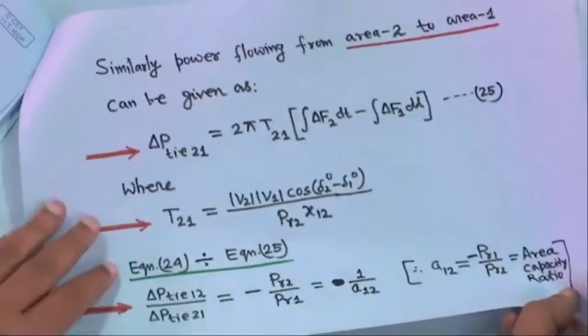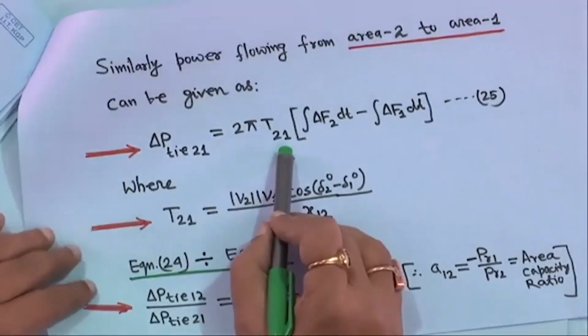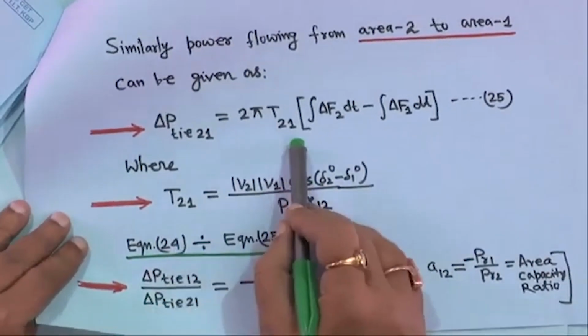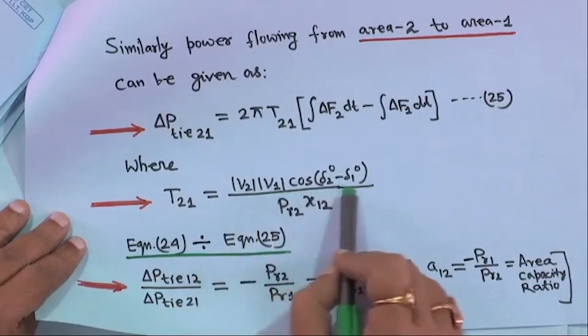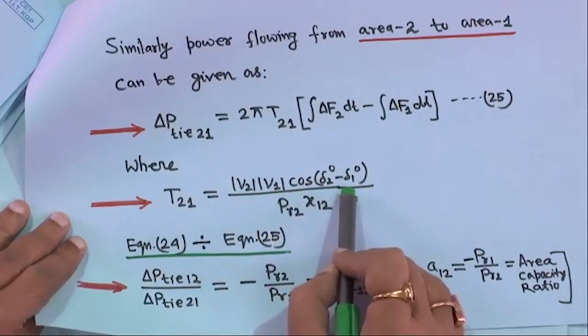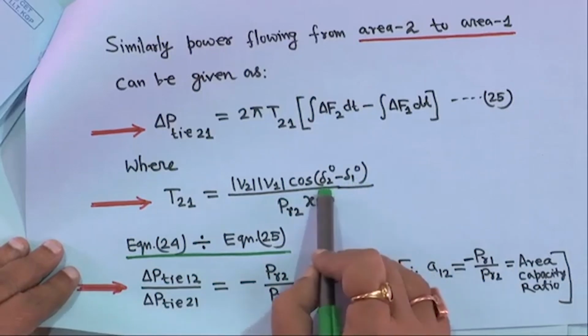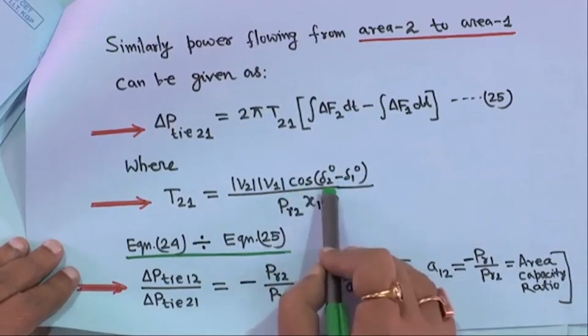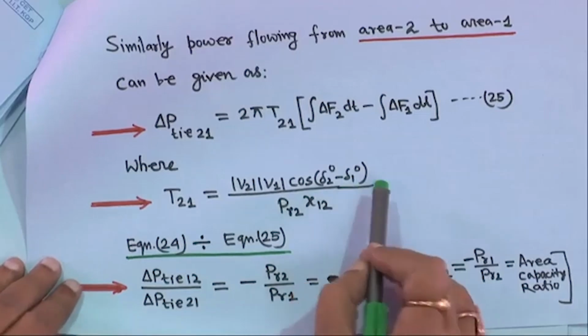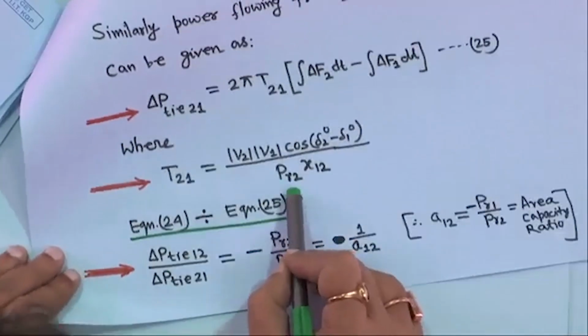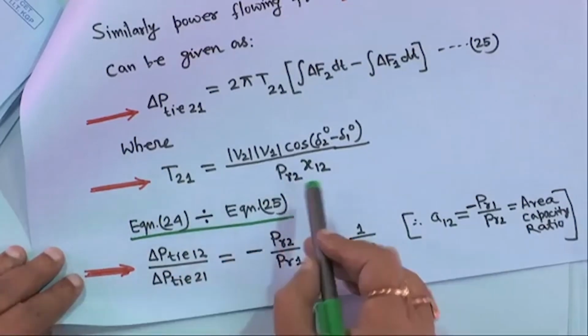Therefore, this equation similarly we can write, where T21, this one V2 V1, same thing, cosine. Earlier it was cos minus theta; cos theta, you know. So, earlier it was cosine of delta 10 minus delta 20, now it is cosine of delta 20 minus delta 10, same thing, divided by X12, but it is in area 2, that is why divided by the rated capacity Pr2, right.